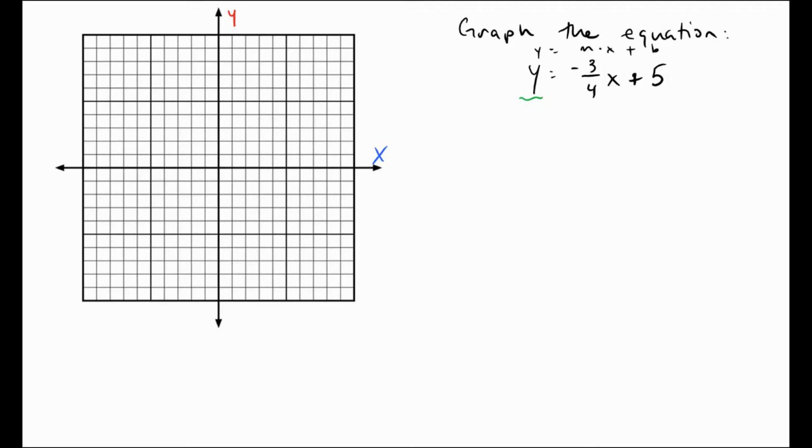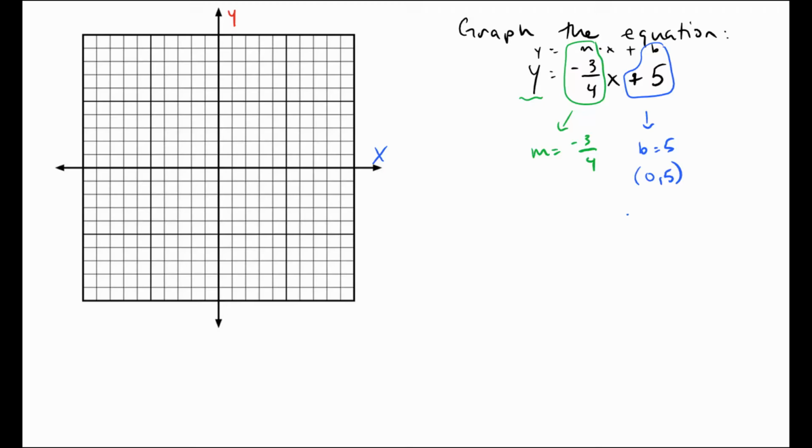Now, I wrote it above it because it makes it really easy to identify the components here. So I know that my slope is just -3/4, and I know that my y-intercept is just +5, or my b is 5, so that means that (0, 5) is my y-intercept.